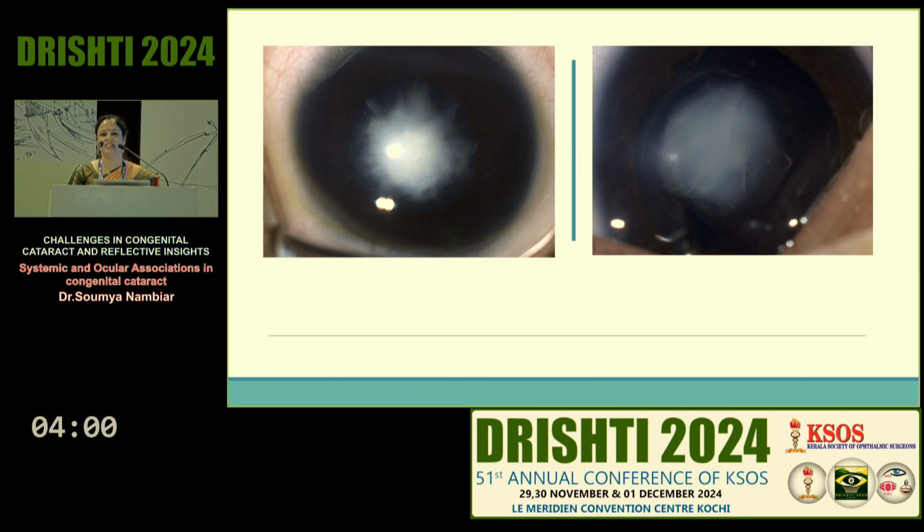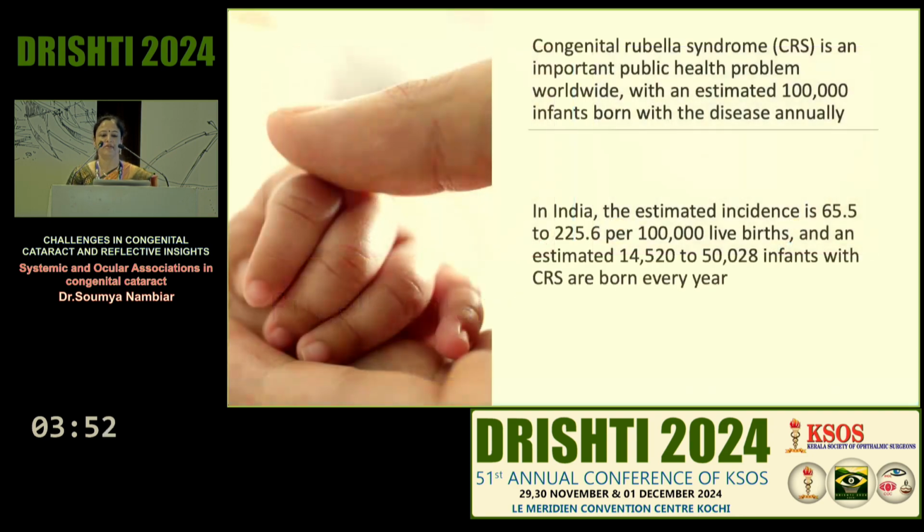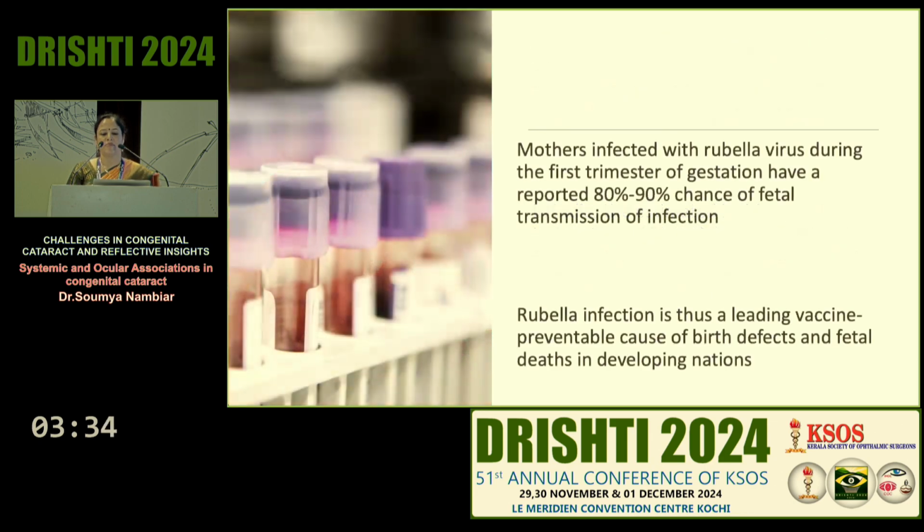Now this is the second case. So what is this? This, most commonly seen in the Indian scenario, is the rubella cataract. Congenital rubella syndrome is an important public health problem worldwide, with an estimated 100,000 infants born with the disease annually. In India itself, just look at the incidence, it is around 65.5 to 225.6 per 100,000 live births. Mothers infected with rubella virus during the first trimester of gestation are reported to have an 80 to 90% chance of fetal transmission to the child.